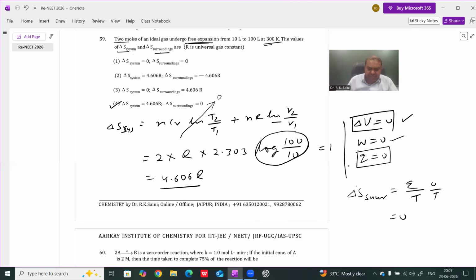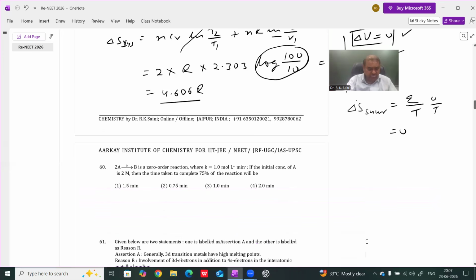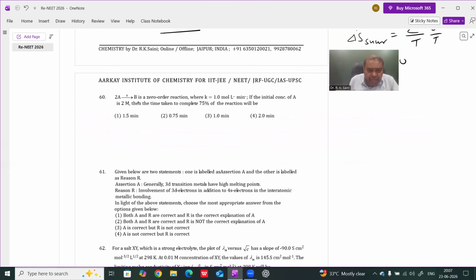Question number next, 60. Very important question. I think these questions are conceptual. We write the rate law equation for a zero order reaction. The stoichiometric coefficient of A is 2. According to the rate law equation, we write the rate as the change in concentration of A upon 2 dt is directly proportional to the concentration of A to the power 0, because it is a zero order reaction, divided by 2.